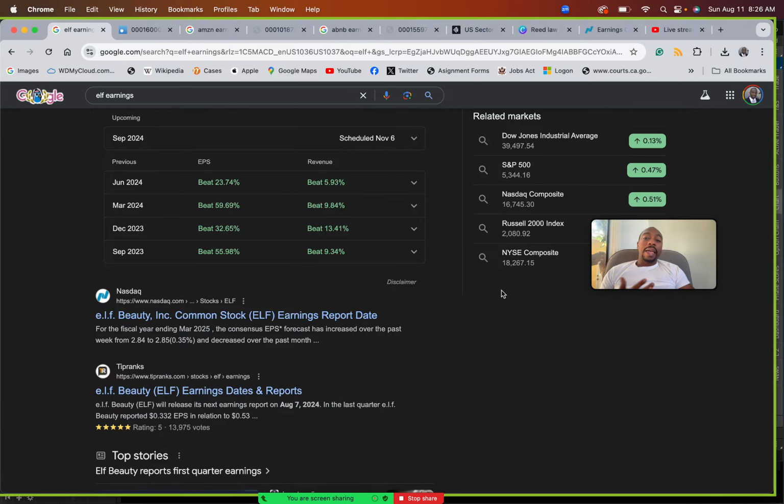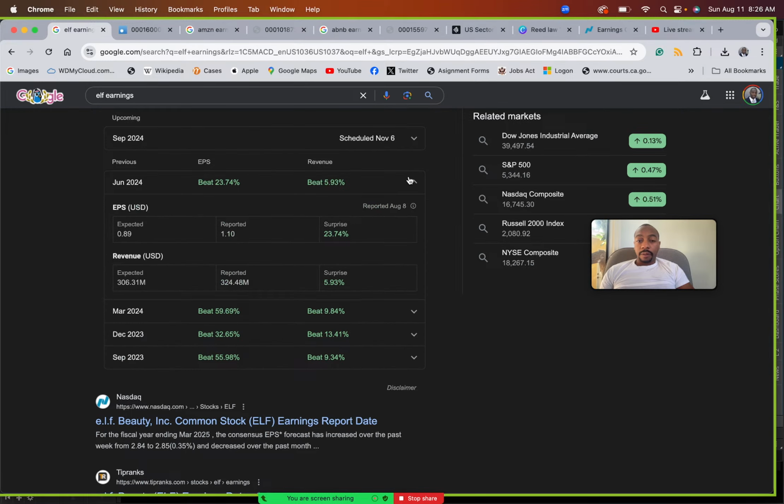The reason why I like ELF is because look at what they just reported. They reported last week, 3 days ago. Their expected earnings per share was 89 cents. It was $1.10, right? The expected revenue was 306 million. It was 324 million. This is a makeup company. I don't wear makeup, but I know other people do. My wife said she's been seeing this company a lot in all of the stores. The people that do wear makeup know about this company.